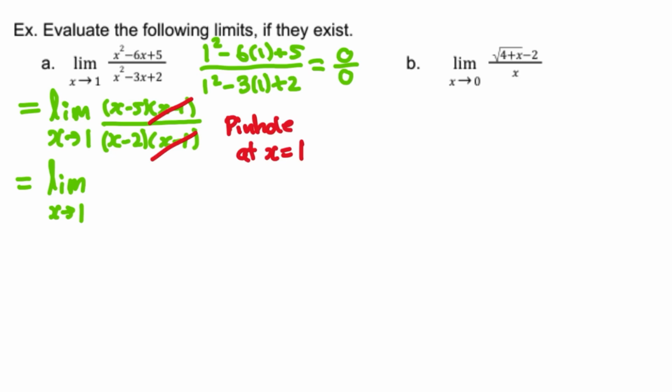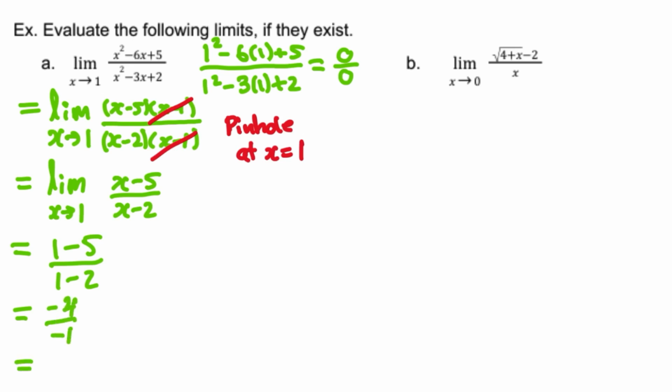So that tells us if we cancel something on the top and bottom, there's a pinhole. And that pinhole is what gave us the 0 over 0 answer, because at that pinhole, we don't have a limit. But if we get rid of that pinhole, we can solve the limit. So now we have x minus 5 over x minus 2. Now we can do direct substitution. So we sub in the 1. So we have 1 minus 5 over 1 minus 2. So we just get negative 4 over negative 1, which is 4.